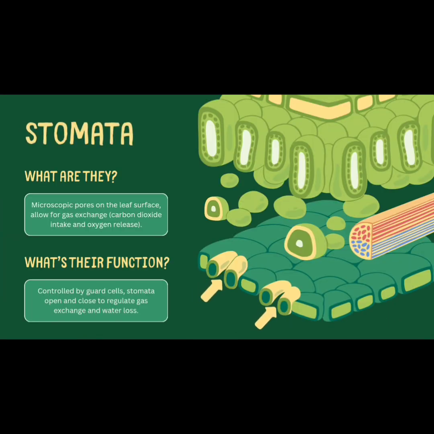Stomata. What are they? They are microscopic pores on the leaf surface, allowing for gas exchange, carbon dioxide intake and oxygen release. What's their function? Controlled by guard cells, stomata open and close to regulate gas exchange and water loss.